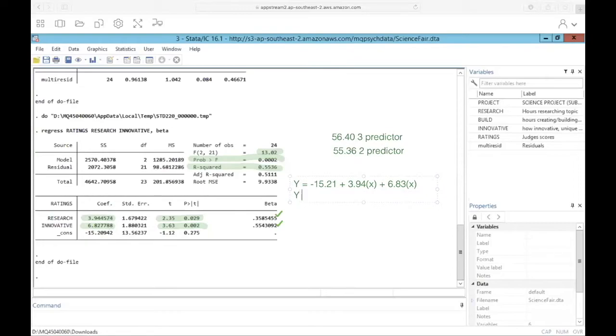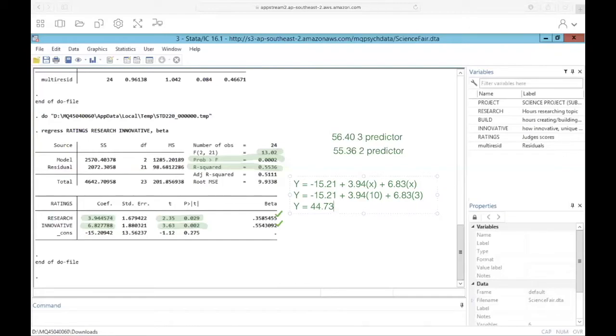So our predicted value for the student will equal, again, our intercept, plus 3.94 times 10 hours, plus 6.83 times an innovation score of 3. Okay, and if you do this yourself on a calculator, you should come to the conclusion that our predicted judge rating is 44.73. You can either trust me or do it yourself. I recommend you doing it yourself.